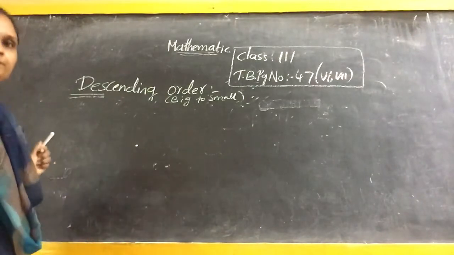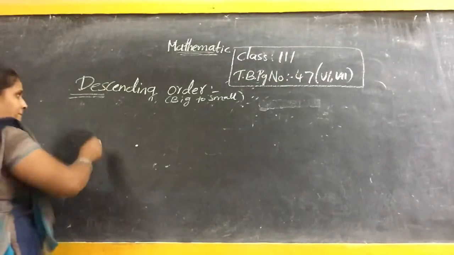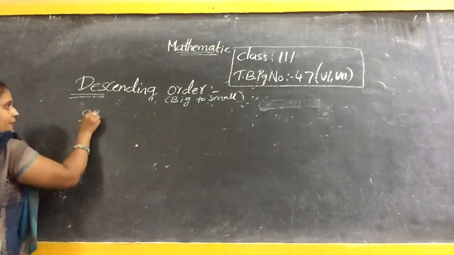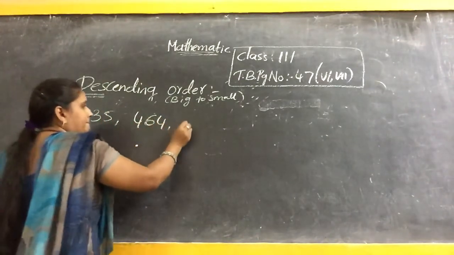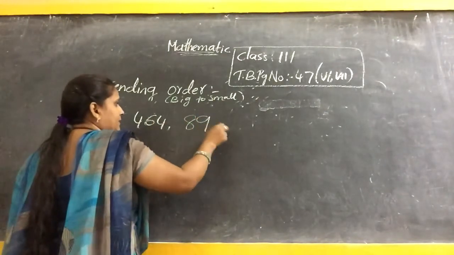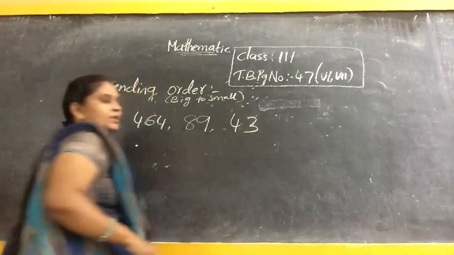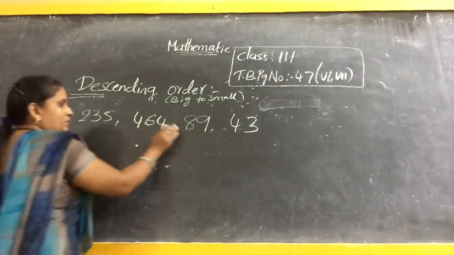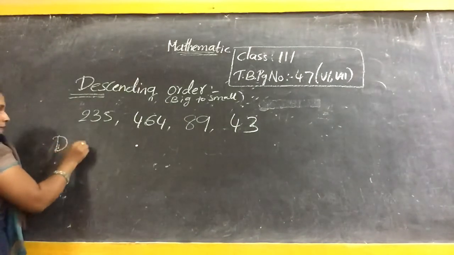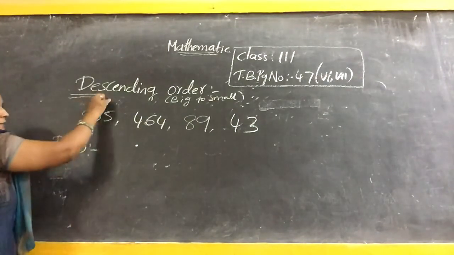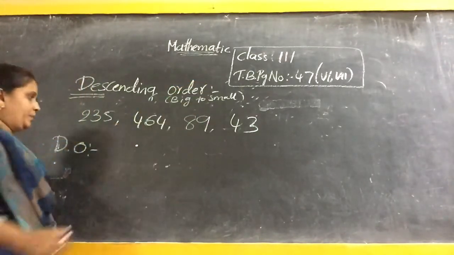Now I am writing 3-digit numbers, children. Okay, 3-digit and 2-digit numbers together I am writing. Look at the board. 235, 464, 89, 43. Okay, like that, 3-digit numbers and 2-digit numbers together. Now which order are we writing? Descending order. Descending order means big number to small number, coming from up to down.